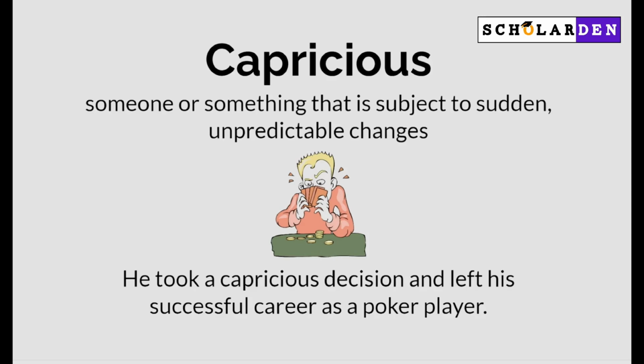Capricious. Capricious means someone or something that's subject to sudden, unpredictable changes. We sometimes say you do things on a whim is another word that's similar to capricious. He took a capricious decision and left his successful career as a poker player. Or he was a poor leader and made capricious decisions that made no sense.